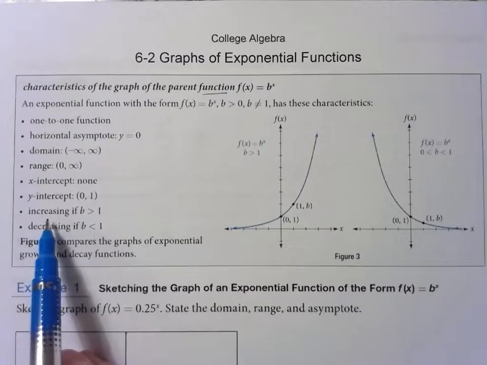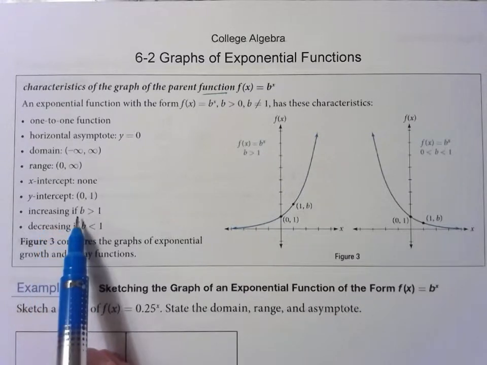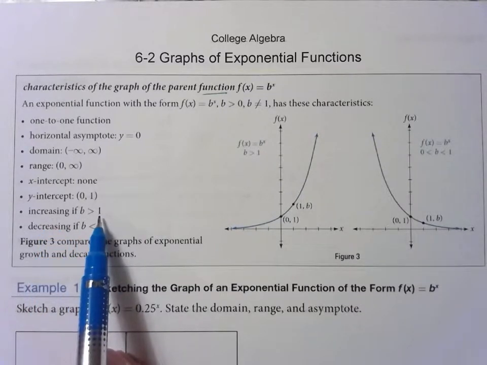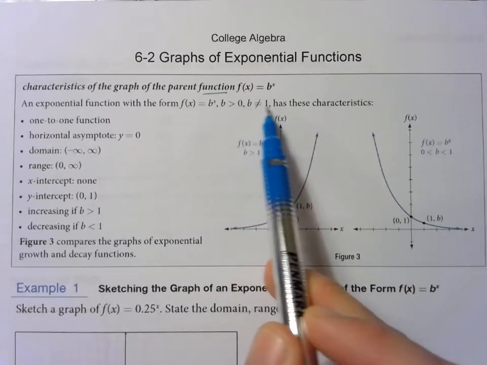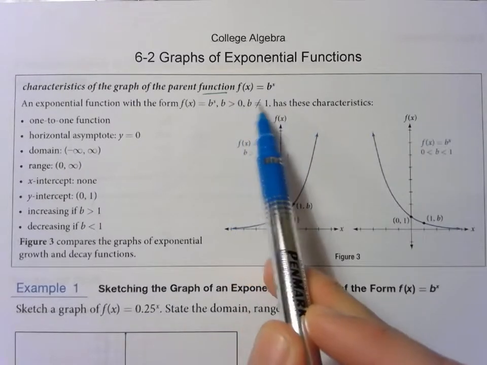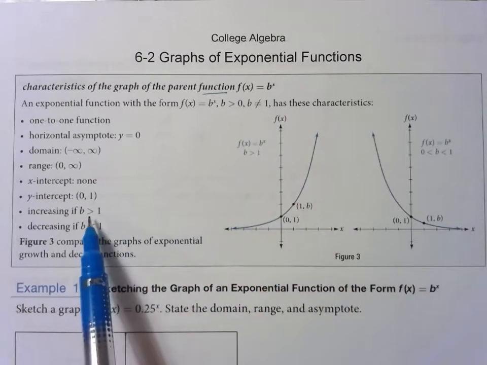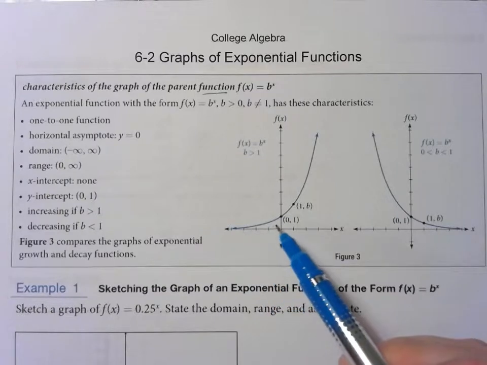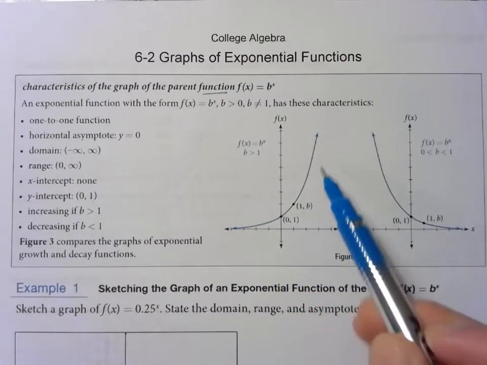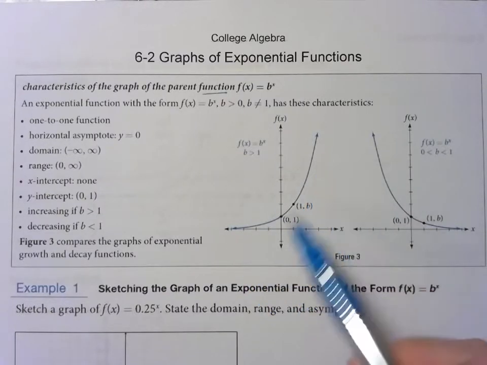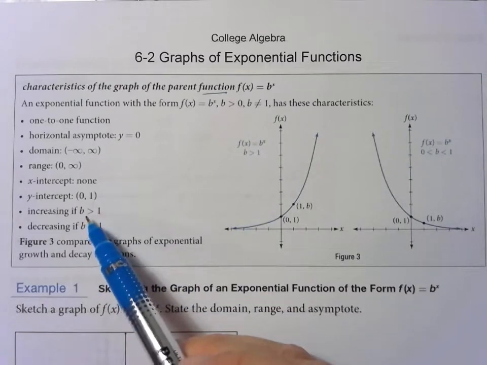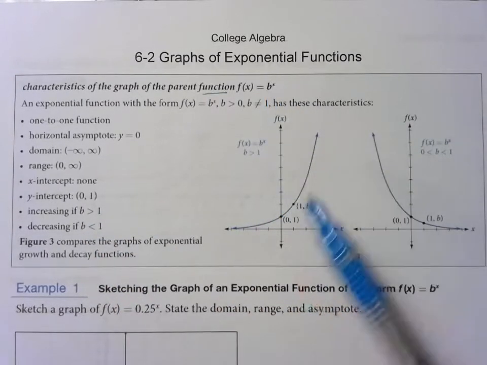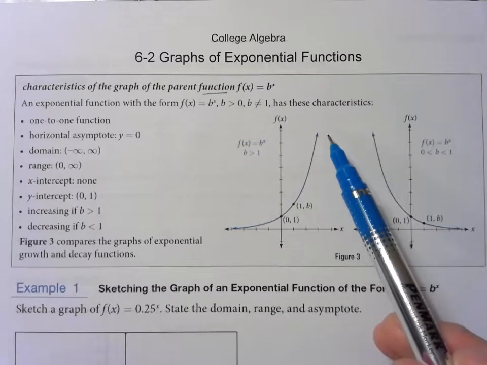It is an increasing function if b is greater than 1. Remember these conditions. It has to be greater than 0, but it can't be 1. Well, if b is greater than 1, it's increasing. So if it's 1.2, or if it's 3.8, or if it's 120, whatever, as long as b is greater than 1, this is an increasing function.